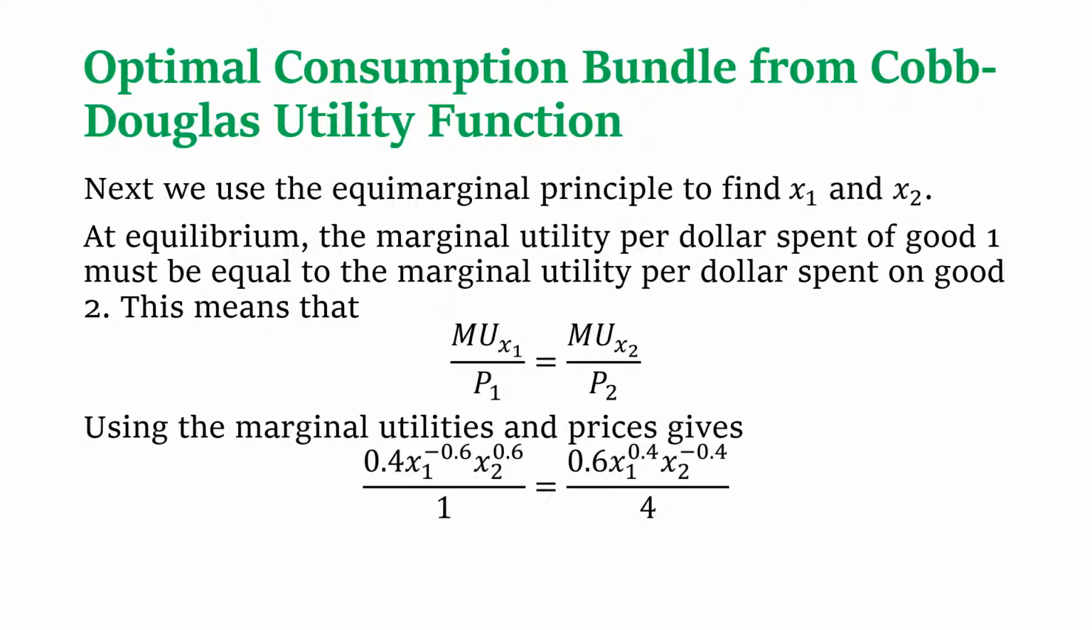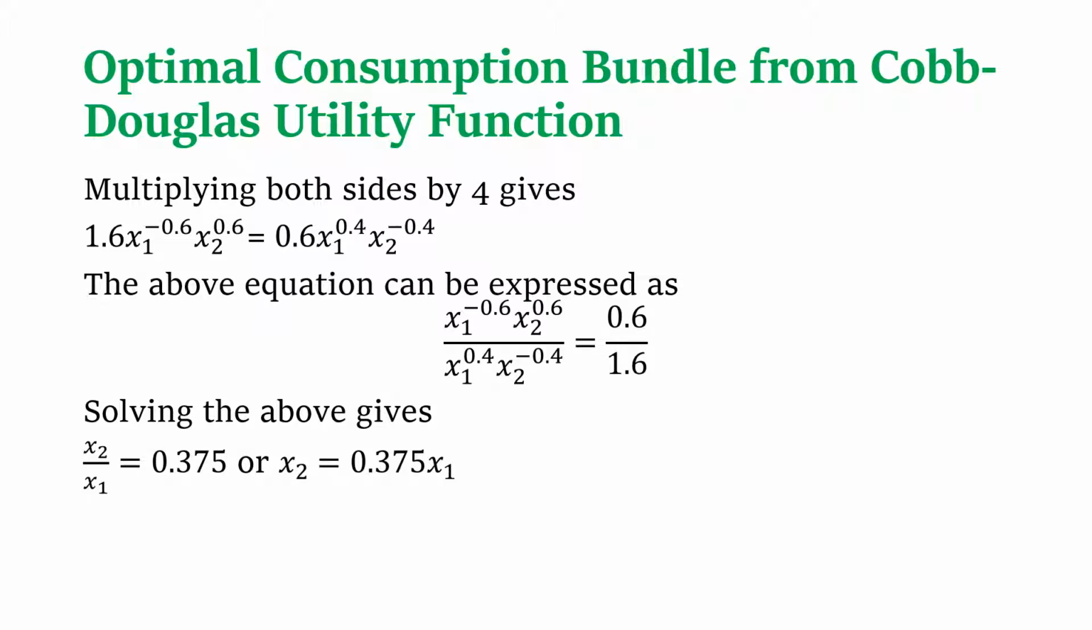Now, using the marginal utilities and prices, this gives us what? MUx1 is 0.4 x1 to the minus 0.6 x2 to the 0.6 divided by 1, and this equals 0.6 x1 to the 0.4 x2 to the minus 0.4 divided by 4, right? So once we have that, all we do now is what? We multiply both sides by 4. And this gives us 1.6 x1 to the minus 0.6 x2 to the 0.6 equals 0.6 x1 to the 0.4 x2 to the minus 0.4, right?